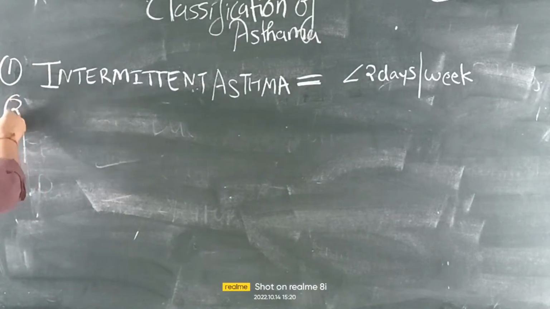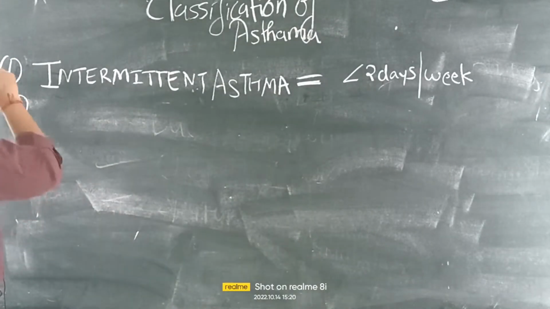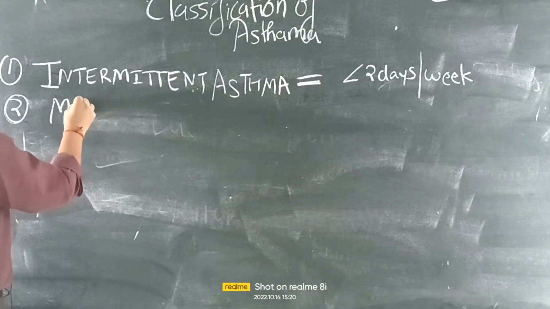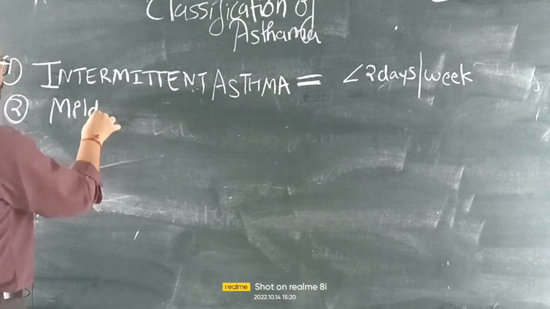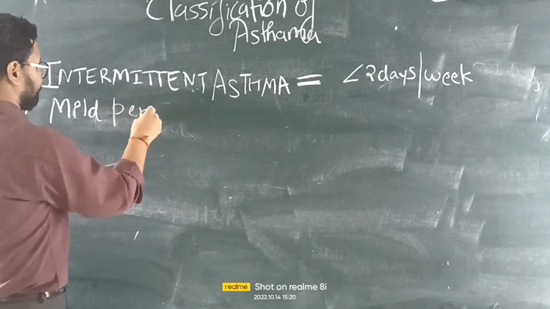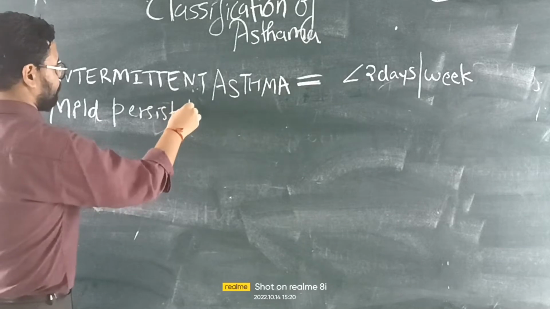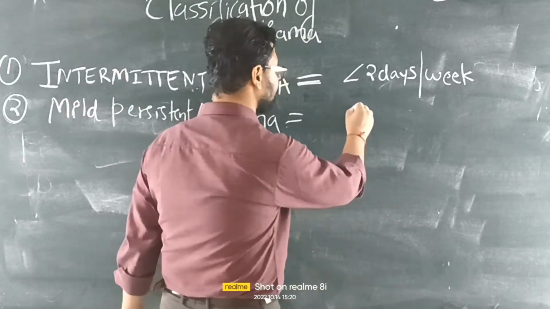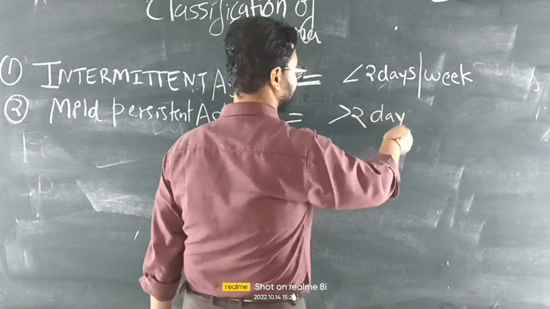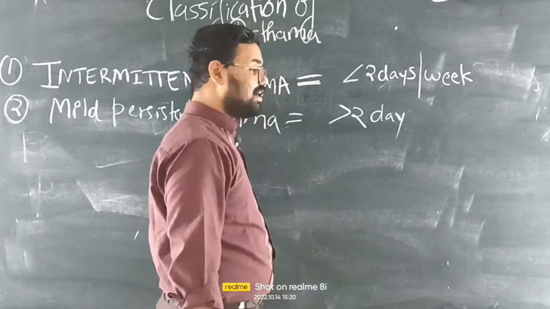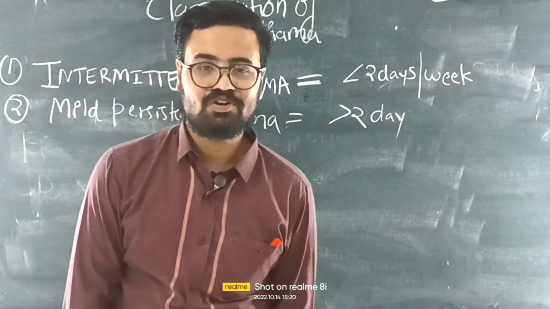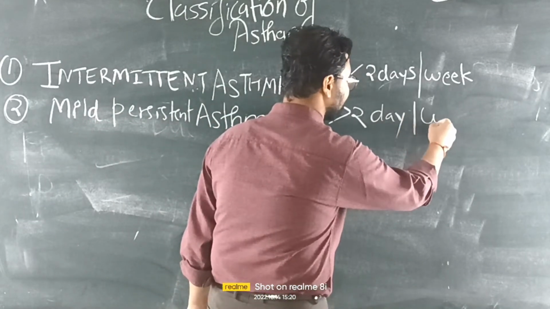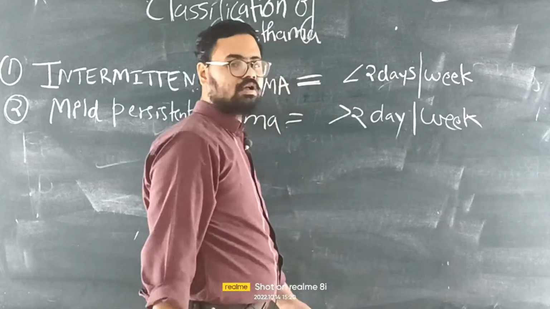Second, mild persistent asthma. If the signs and symptoms are greater than 2 days, if the episodes of asthma come greater than 2 days per week, then this type of asthma is termed as mild persistent asthma.